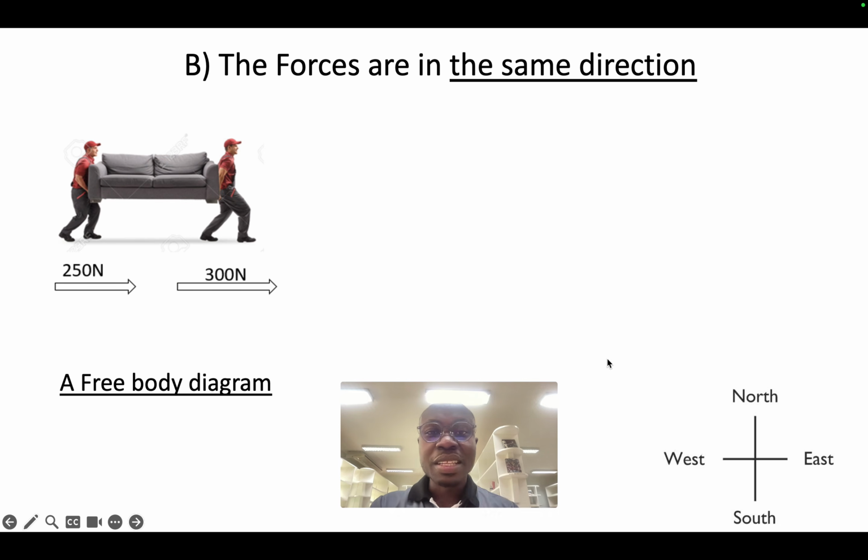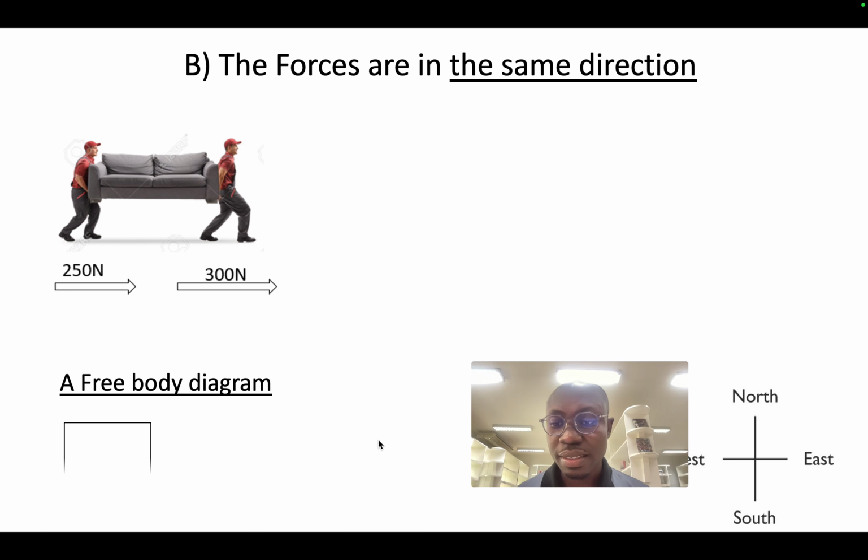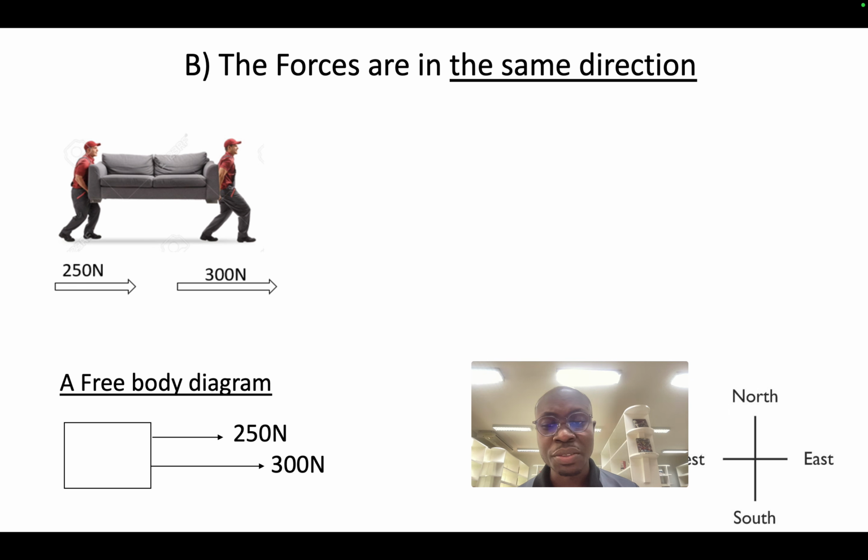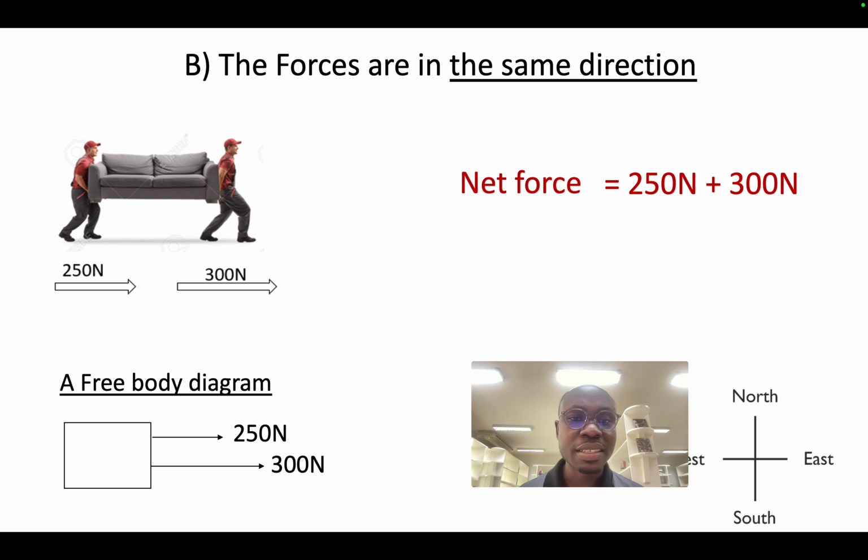B, when the forces are in the same direction, how do we find the net force? Like this, we have 2 men, they are carrying the sofa, 250 newtons and 300 newtons to the right. First, let's draw the forces. Okay, we draw the sofa as a box. Okay, we use a box. And we have force number 1, force number 2.